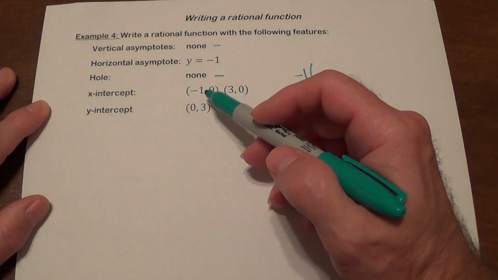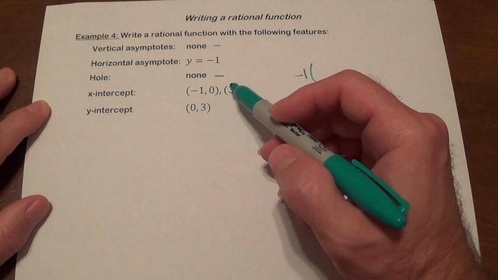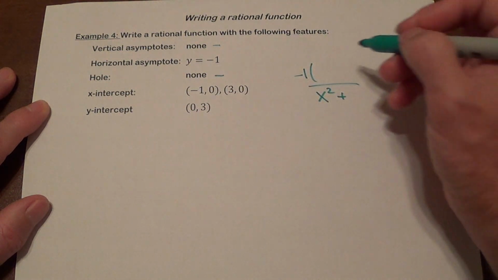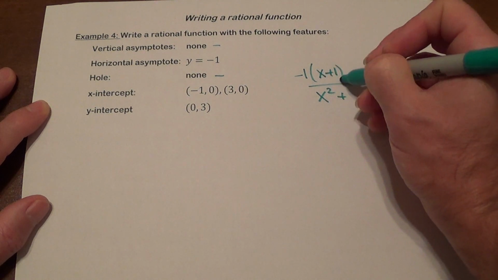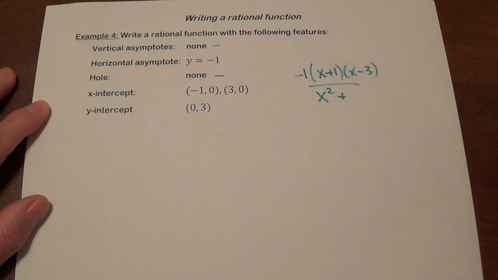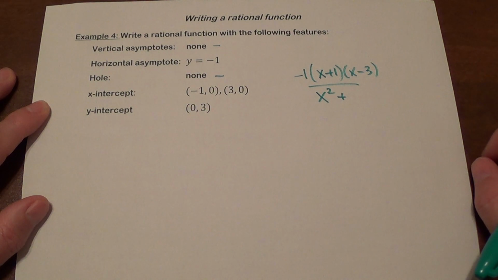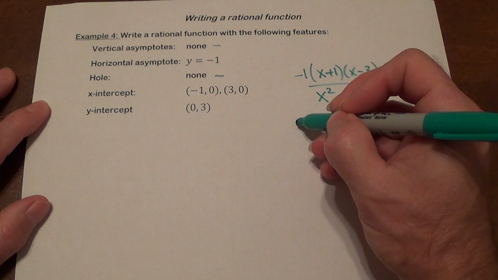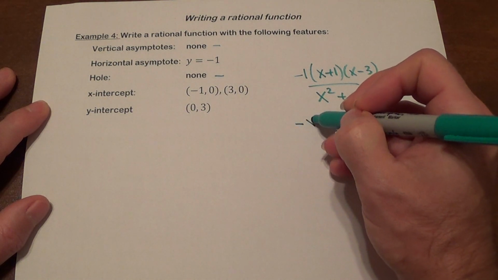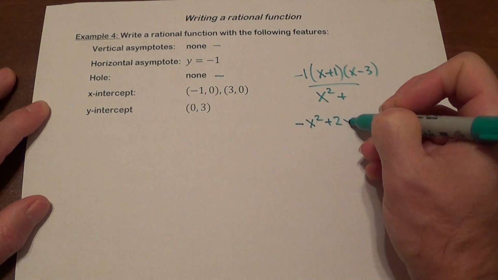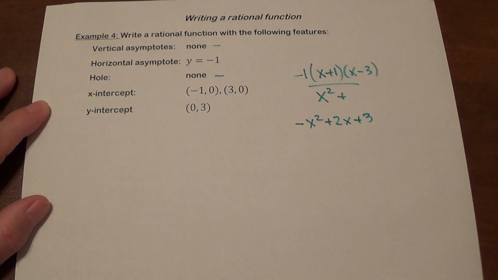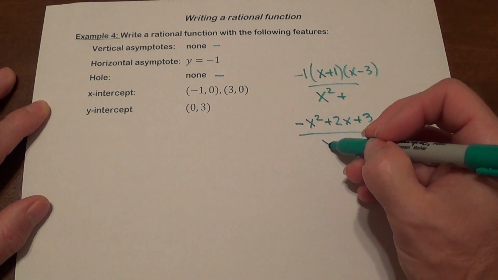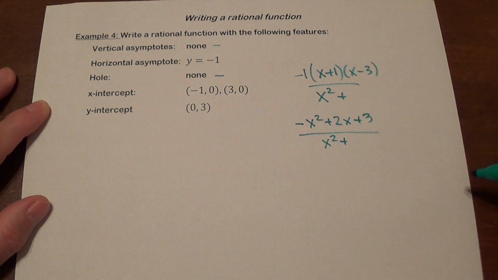What else do we want? We want two x-intercepts. One of them is going to be at (-1, 0). The other one is at (3, 0). So how do we accomplish that? We're going to have x plus 1 times x minus 3 as our factors. And we want the y-intercept to be (0, 3). We're going to get to that because we don't know what that's going to be just yet. So let's distribute the numerator that we got so far. It's going to be negative x squared plus 2x plus 3. And on the bottom we have x squared plus some number.